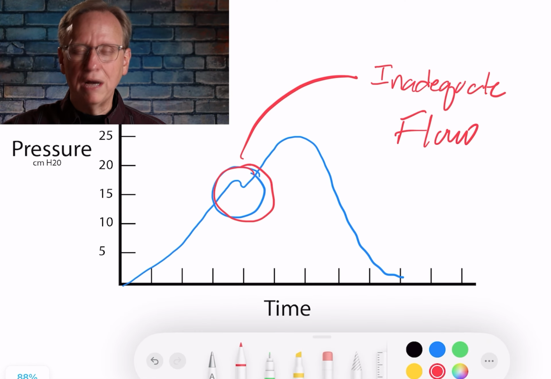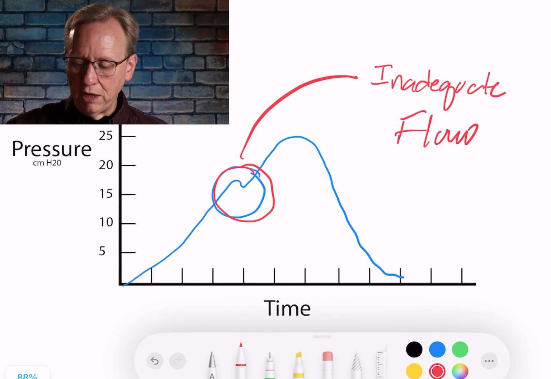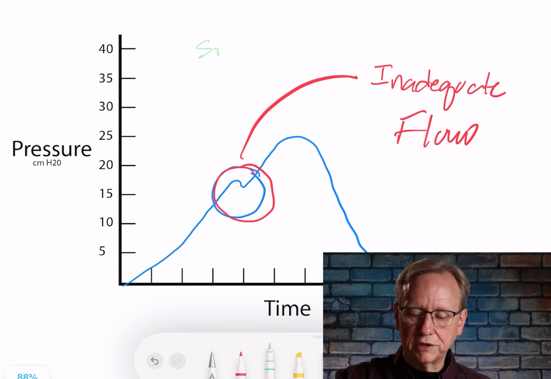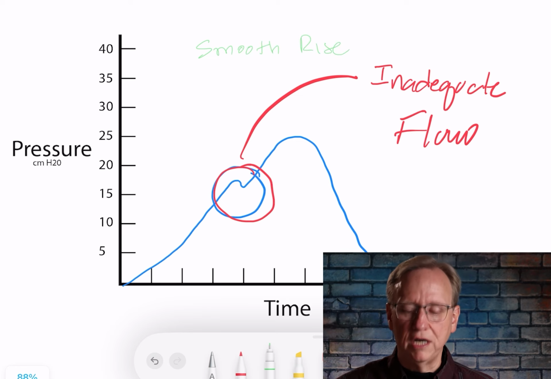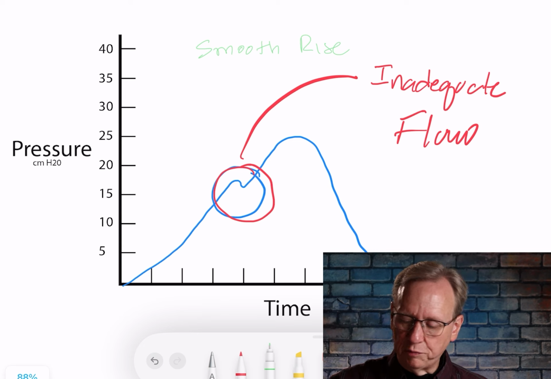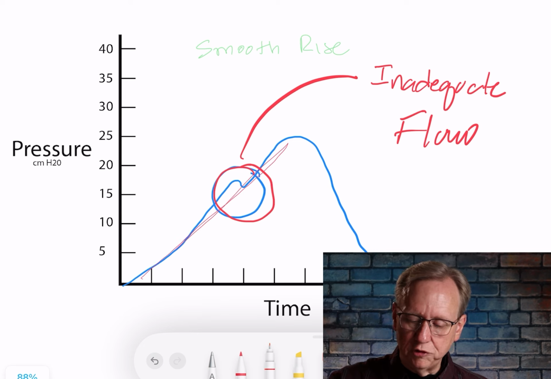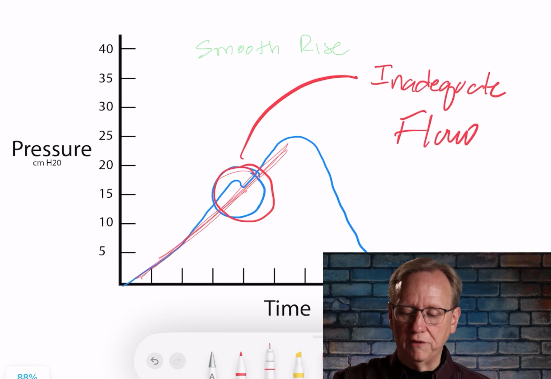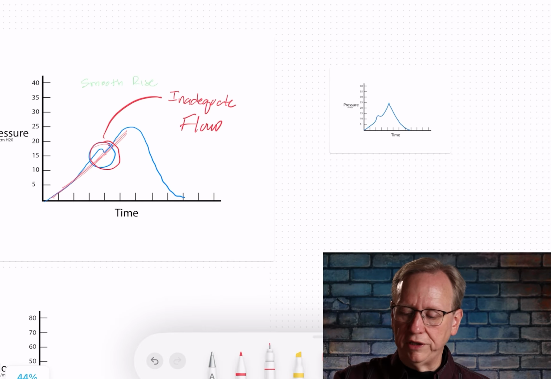But that bump in the mountain is not supposed to be there. Really what you're supposed to see, and again, let me just mention this for the respiratory exam, is what's called a smooth rise in pressure. And so we're interested in a smooth rise. If there's anything about this part right here that is not smooth, and it isn't because there's a bump there, then you know you have a bit of a problem. And so that's just one thing that we can look at there.